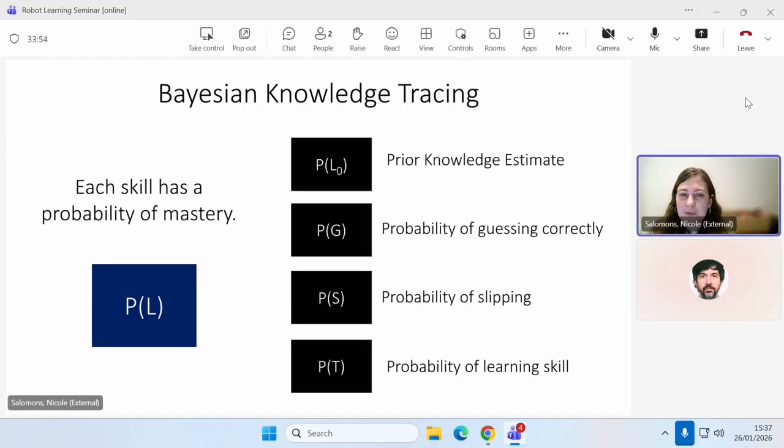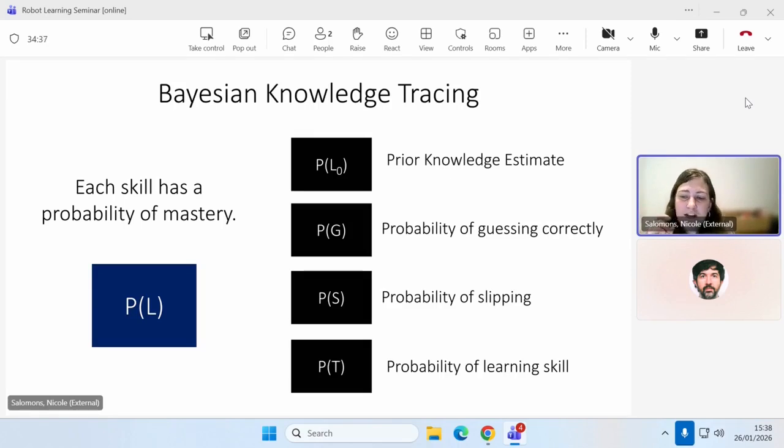Each skill has a probability of mastery, which we'll define as P(L), the probability of the learner having mastered that skill. We'll have the prior knowledge estimate, and then we'll also have some helper probabilities. First, the probability of guessing correctly. If you think about a multiple choice question that has 4 options, and a person has no idea about that particular skill, what is the probability of them guessing correctly? 0.25, right? If they chose any answer at random, there's a 25% chance that they'll guess correctly.